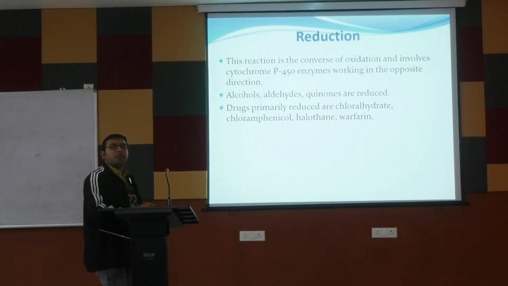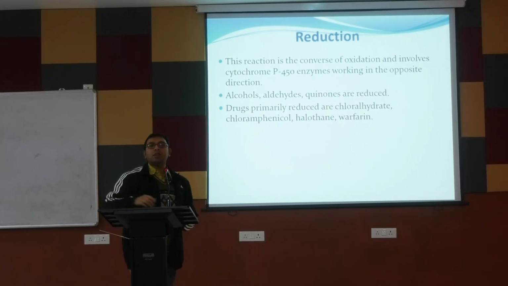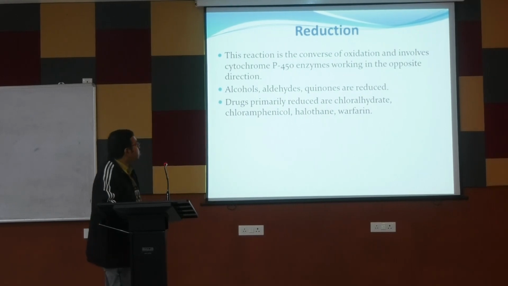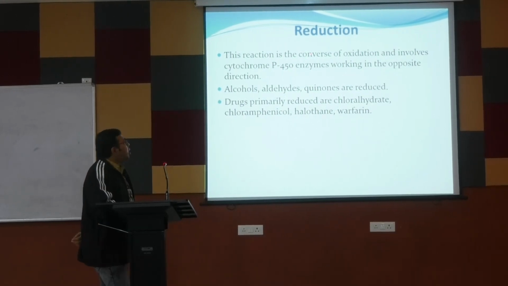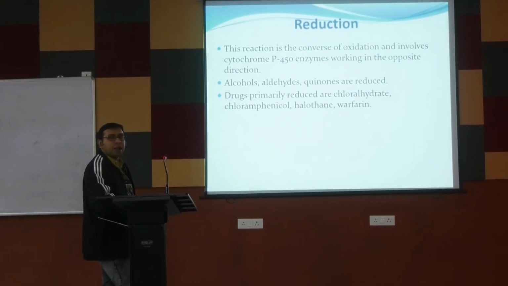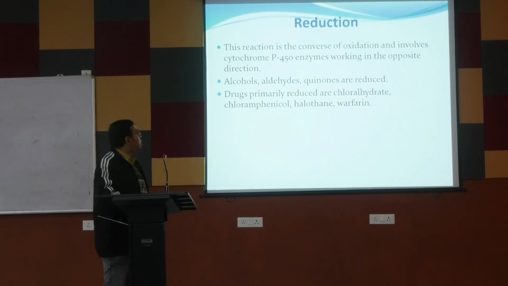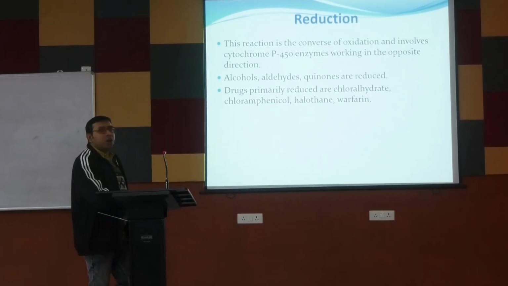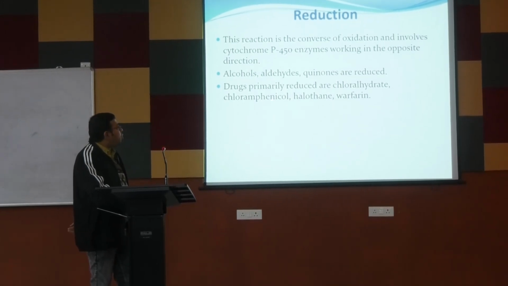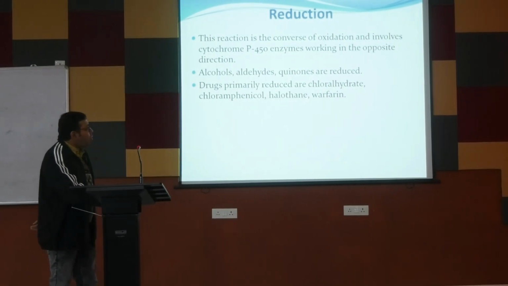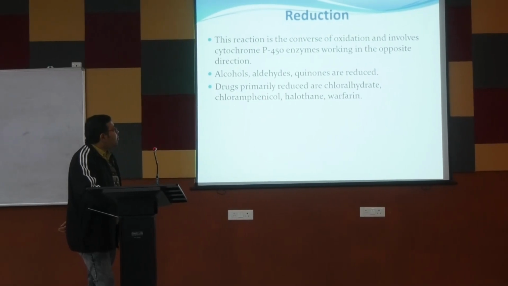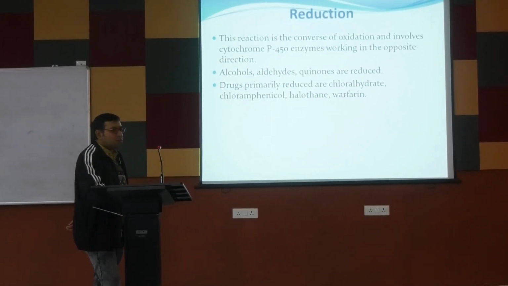Next, oxidation is the most important. Within the oxidation, the cytochrome P450 enzyme is very important for your exams also. Next, coming to reduction, it is the converse of oxidation, involving cytochrome P450 enzymes working in the opposite direction. Usually alcohol, aldehyde, quinones are reduced. Drugs primarily reduced are chloral hydrate, chloramphenicol, halothane, warfarin, etc. Warfarin is an anticoagulant, already you have seen. Halothane is a general anesthetic. Chloramphenicol and chloral hydrate are lesser used now.